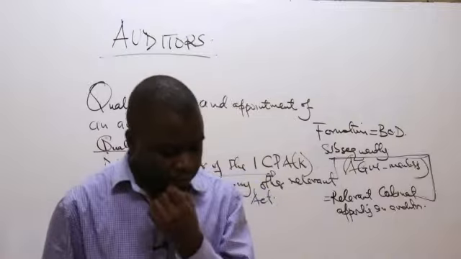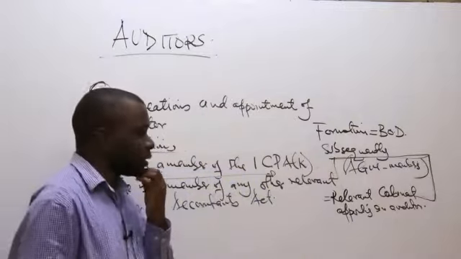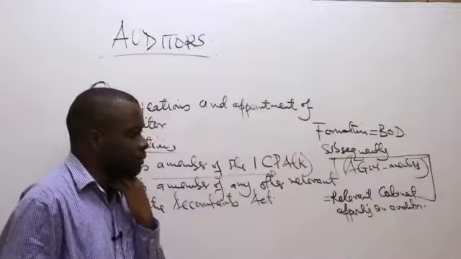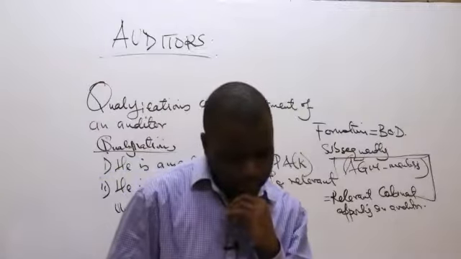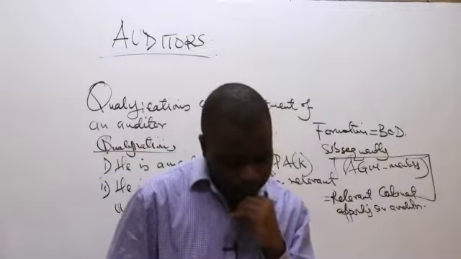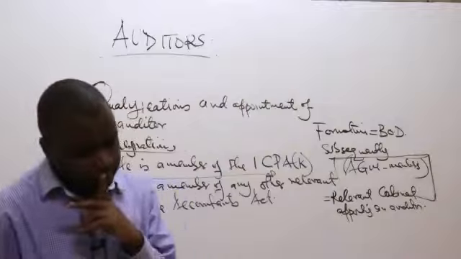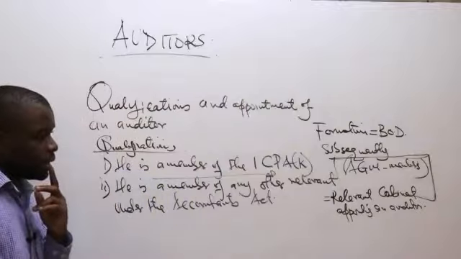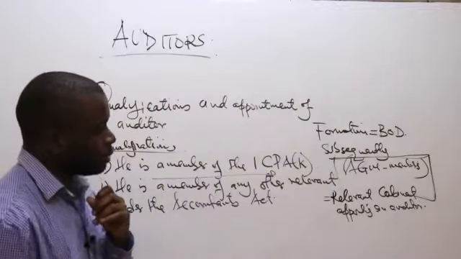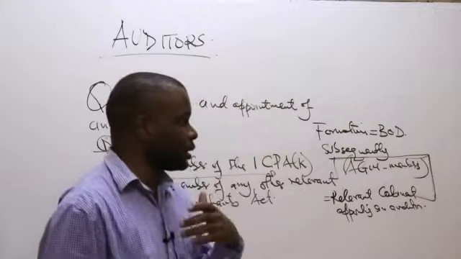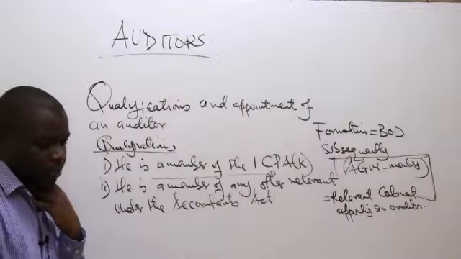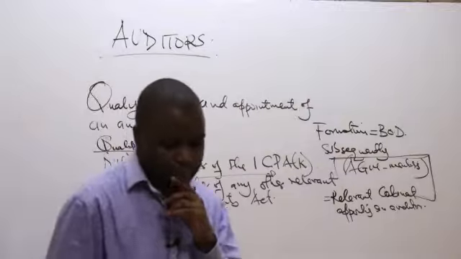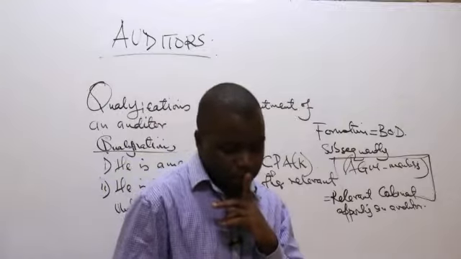Then the last one, if his term of service has come to an end. So I think there are certain requirements that you shouldn't be continuously an auditor for the same client for a particular number of years. So if his term of service has come to an end, then of course he won't be reappointed.